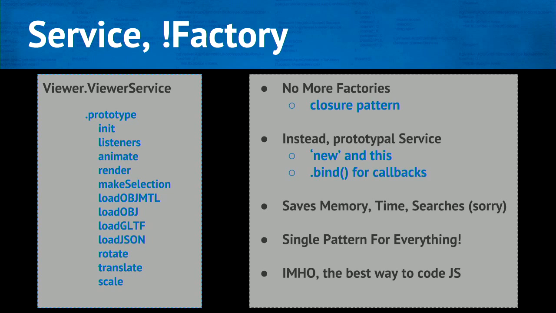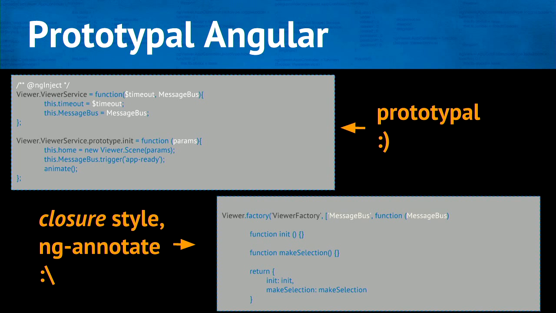Like when I've been dealing with learning Angular over the last 2 years, I spent quite a lot of time on Stack Overflow just trying to figure out what this pattern is trying to do. I find that I have far fewer questions with this newer pattern. And of course, single pattern for everything. All my Three.js code is written in the same kind of pattern, the prototypal pattern. And it is, in my opinion, the best way to code JavaScript.